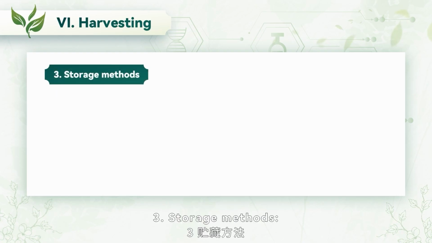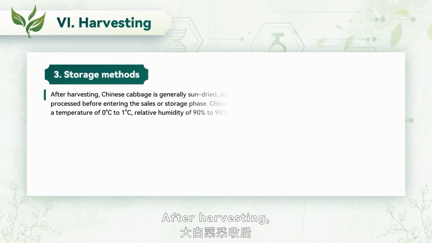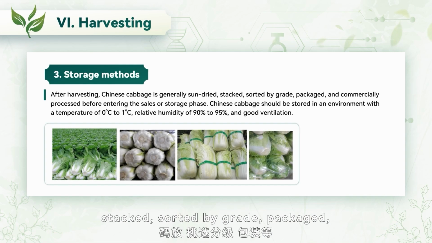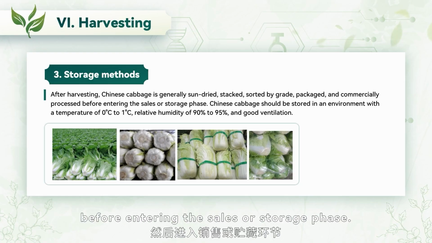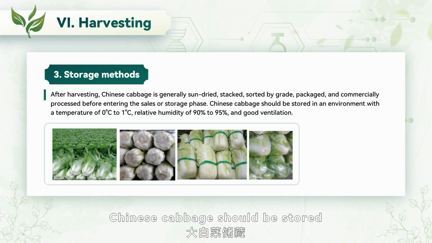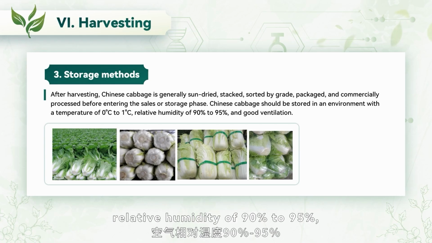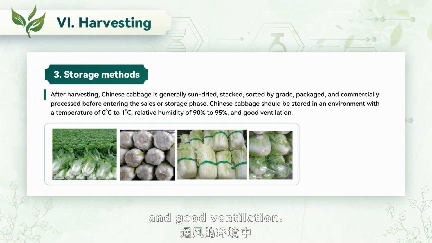3. Storage methods. After harvesting, Chinese cabbage is generally sun-dried, stacked, sorted by grade, packaged, and commercially processed before entering the sales or storage phase. Chinese cabbage should be stored in an environment with a temperature of 0 degrees Celsius to 1 degree Celsius, relative humidity of 90% to 95%, and good ventilation.